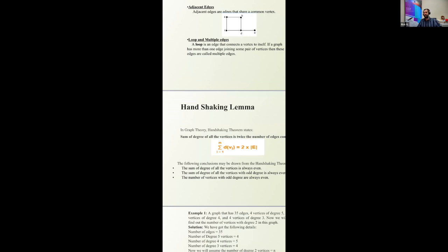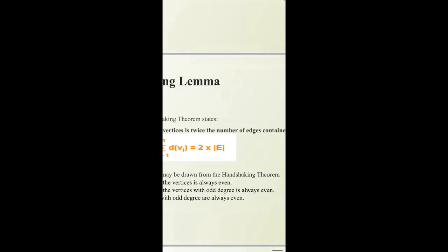Rabia, go ahead. Okay. Here we see the left hand side, the sum of the degrees of all vertices, which equals twice the number of edges. Twice the number of edges.